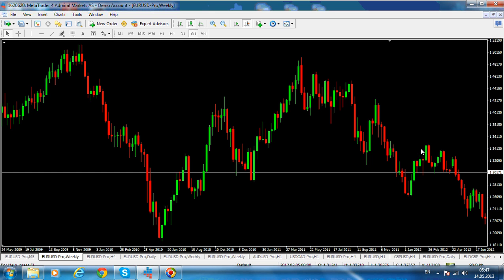The piercing pattern is the opposite bullish situation of the previously shown dark cloud cover. The piercing pattern is a group of two candles, and it appears on a bearish market. So you are looking for this pattern when prices are falling. You have a bearish market, prices coming from the upside to the downside, and you're looking for such a reversal pattern.